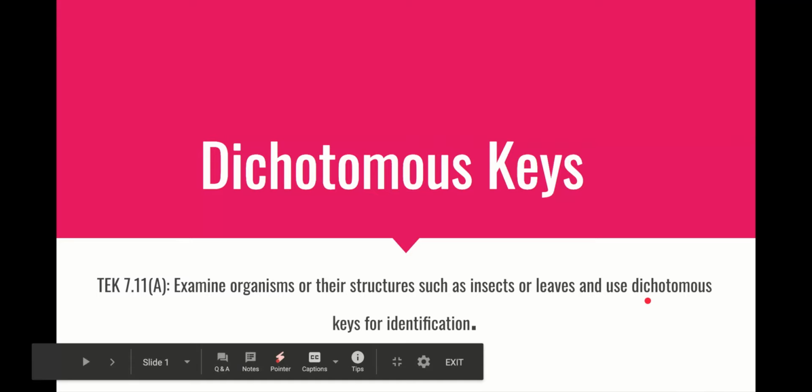Di means two. And a dichotomous key is a tool used to identify an unknown organism.